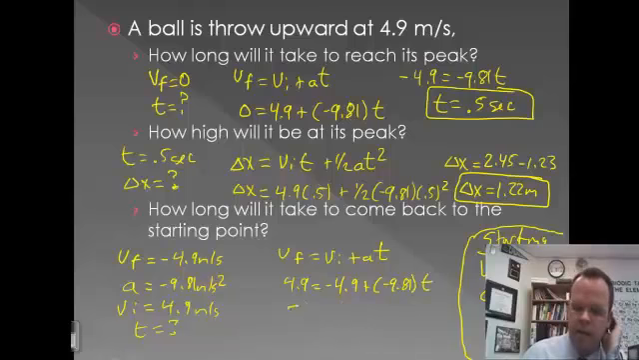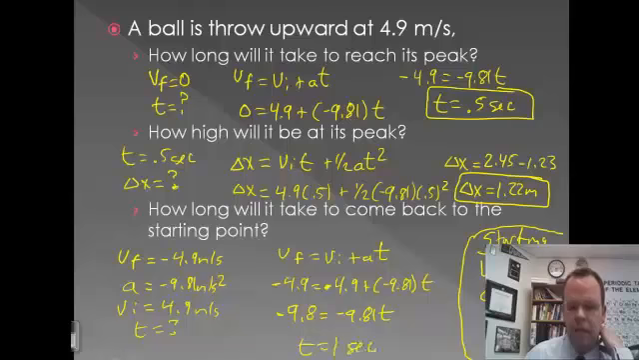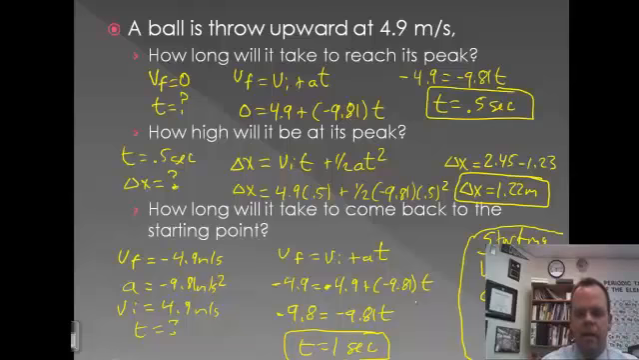Subtract 4.9 from both sides, I get 9.8, or add 4.9 to both sides. Actually, I switched those. That was a mistake. This should be negative. So this will be negative 9.8 equals negative 9.81 t. T is 1 second. And you should see the time to the peak is half a second. If it takes half a second to get to the peak, it will take half a second to come back to the ground. So a total time of 1 second. Twice the time to the peak will always be the time to the starting point.